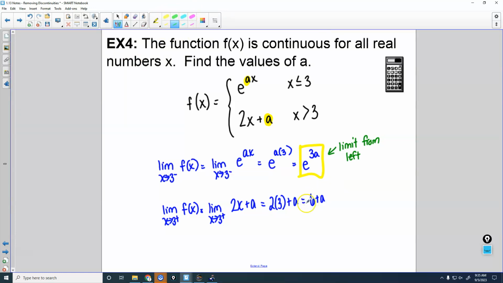So we're looking at this piece here. This is our limit from the right. Okay, so at 3, limit from the left and limit from the right. Now what happens here is these two need to equal each other. So we get e to the 3a equals 6 plus a.